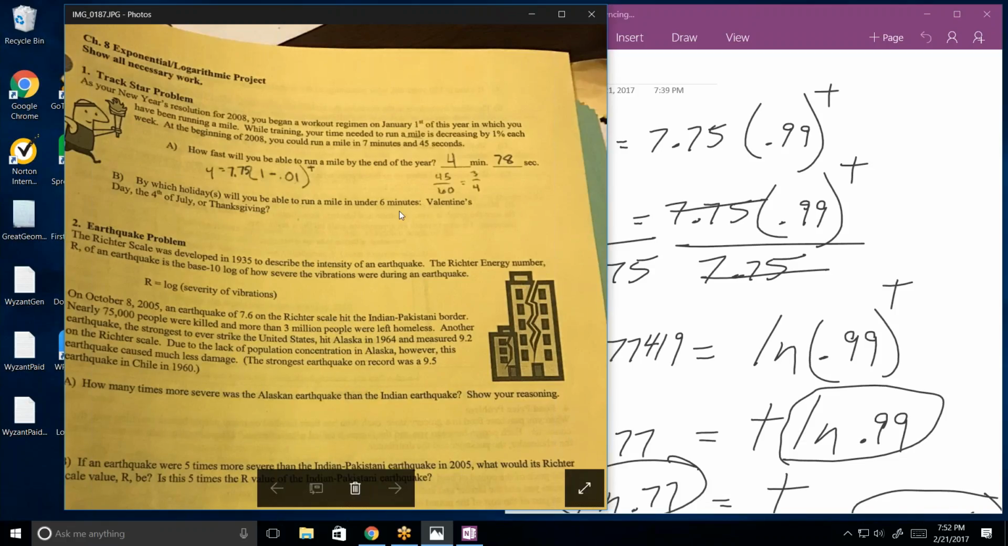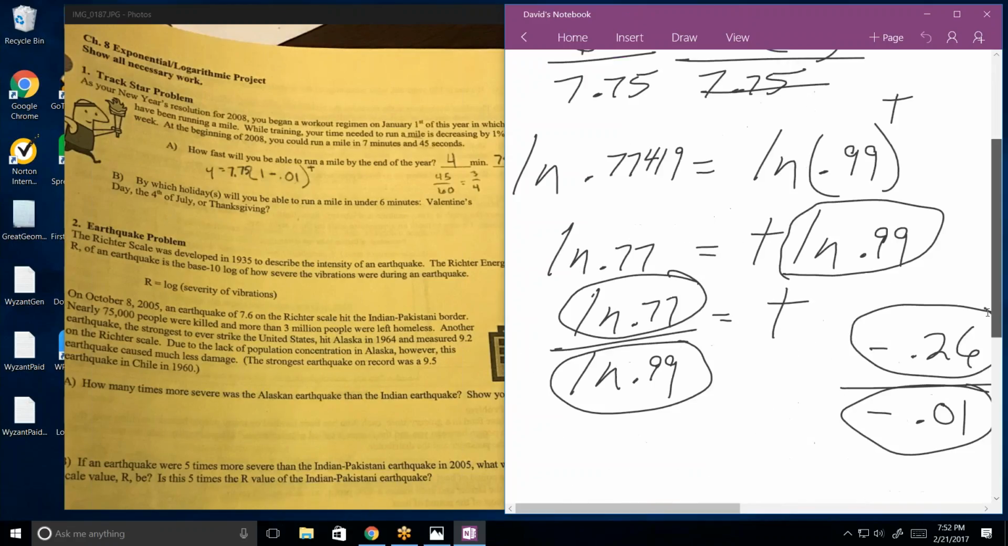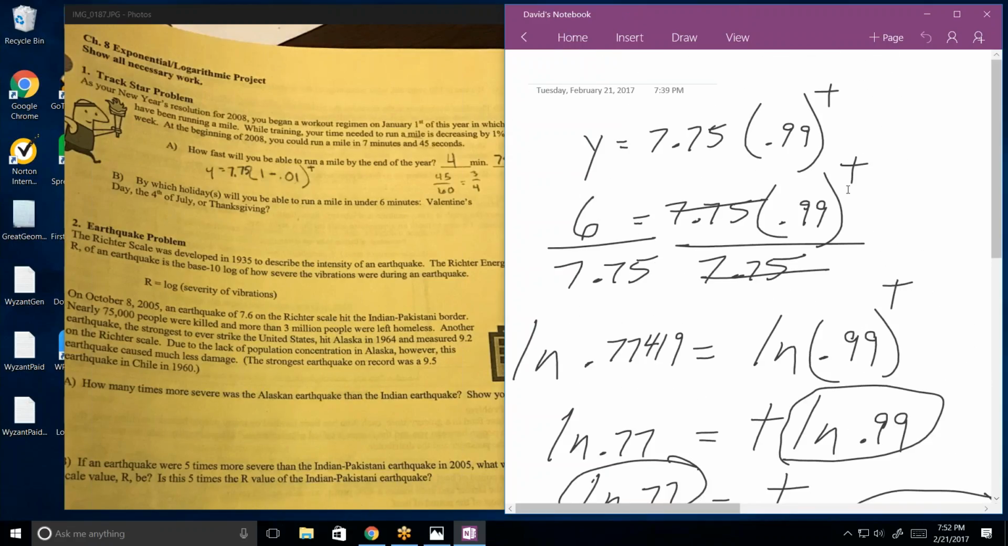So, by which holiday will you be able to run it? Valentine's Day, 4th of July, or Thanksgiving? Which holiday will you be able to do it? 26 weeks would be the 4th of July, right? Well, no. June 30th would be half a year. So by June 30th, you would have been doing it 26 weeks. So by the 4th of July, you'd be running under 6 minutes. Cool.